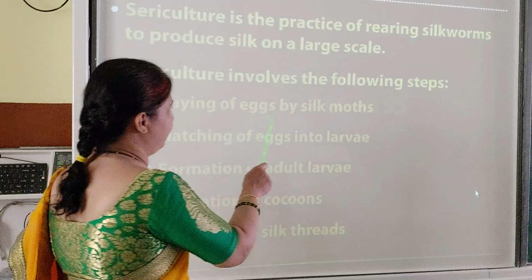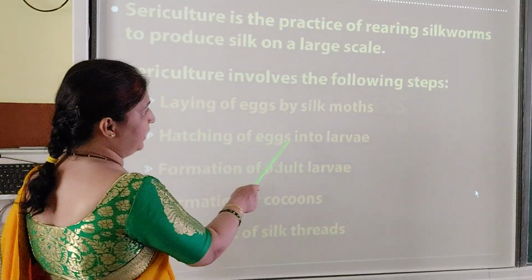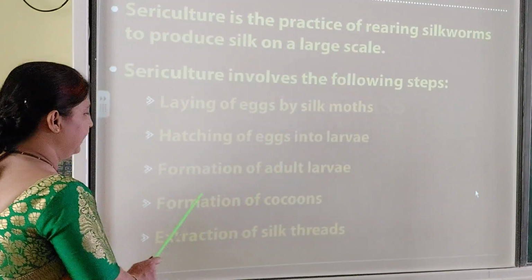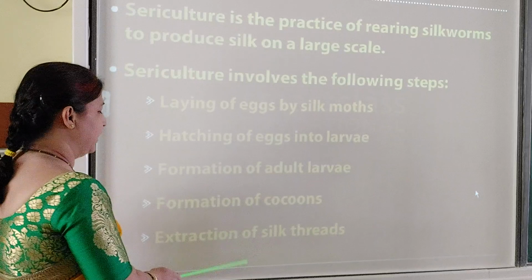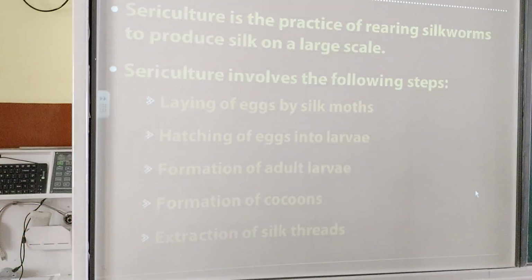Laying of eggs first by the silk moth. After that, the hatching of the eggs into the larvae. Then formation of the adult larvae. Then formation of cocoons. And the last one is extraction of silk threads.